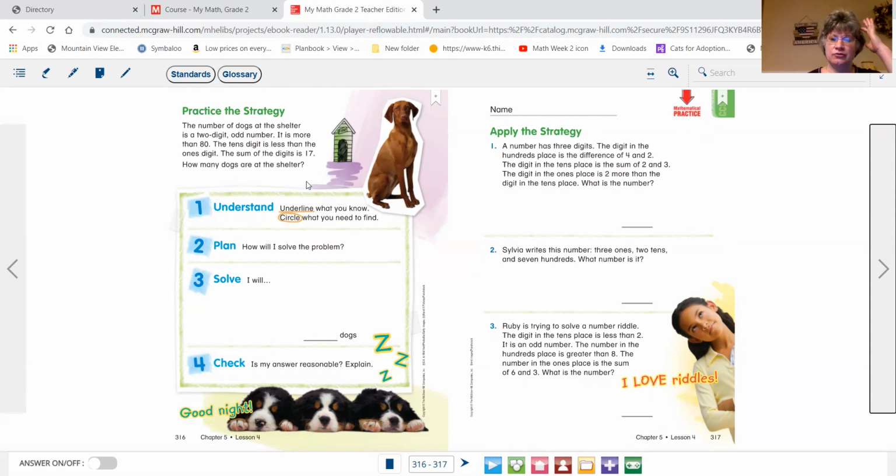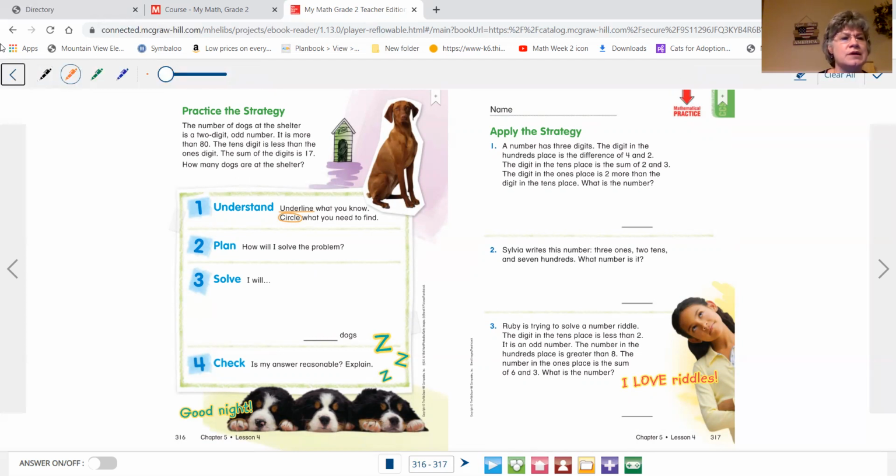Let's go back, underline, circle, and start coming up with our plan to solve. Okay, so we're going to go back up here to the pen. Let's use some color this time. Let's use some orange. The number of the dogs at the shelter is a 2-digit odd number. 2-digit odd number. That's important, isn't it? Okay, so now it's not a 3-digit number. It's just a 2-digit number. So we're going to go here.